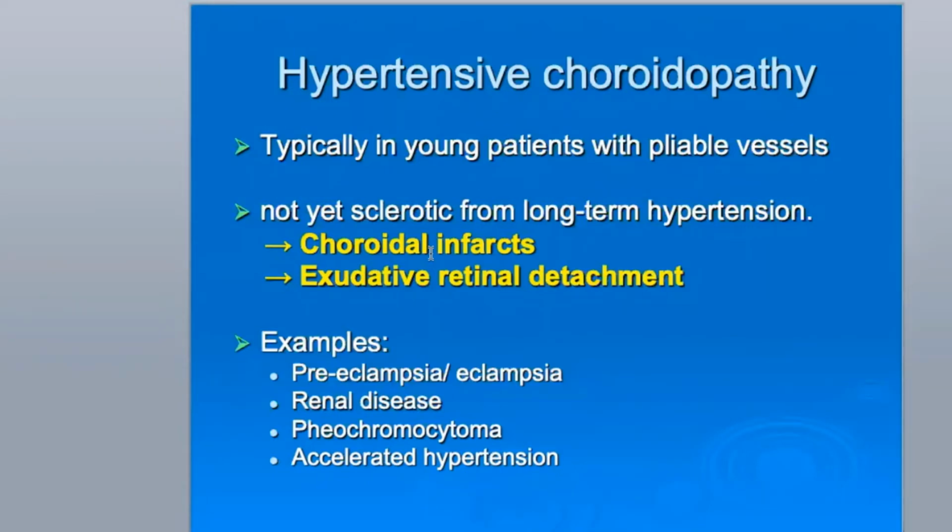If you look at the blood supply of the retina, the retina has 10 layers. The superficial layer is supplied by the retinal artery. The photoreceptors downward are supplied by the choroidal circulation. So when you have damage to the RPE or choroid, you get exudative retinal detachment.